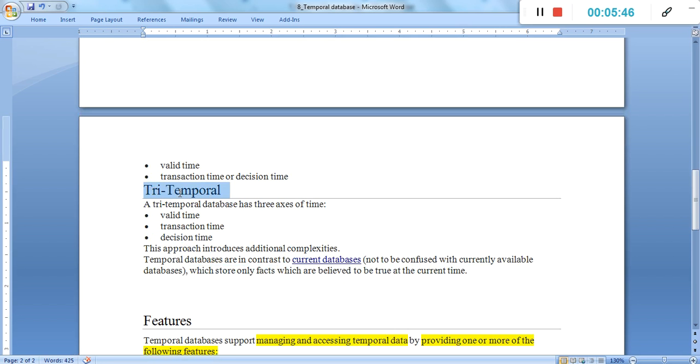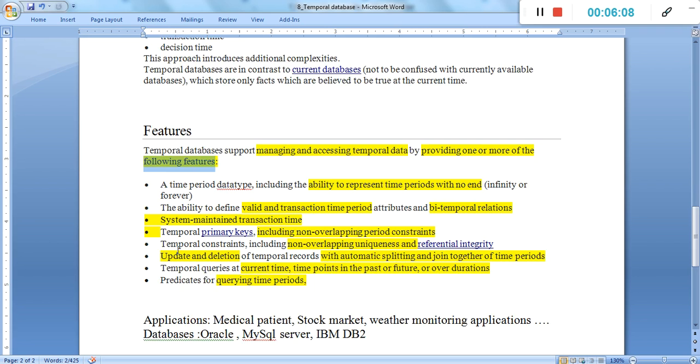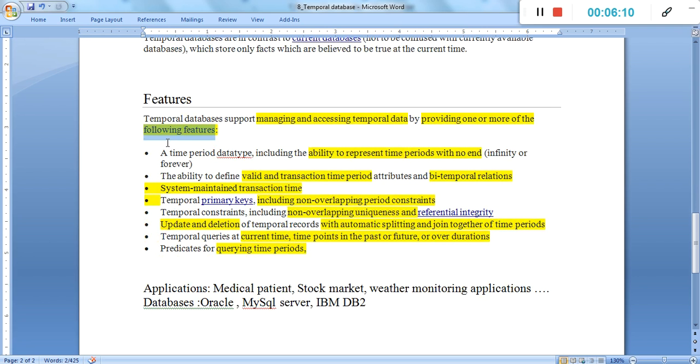This one is tritemporal, which shows all the detail about the particular data. Now the features related to temporal databases: they support managing and accessing temporal data by providing one or more of the following features. These are some features related to the temporal data.